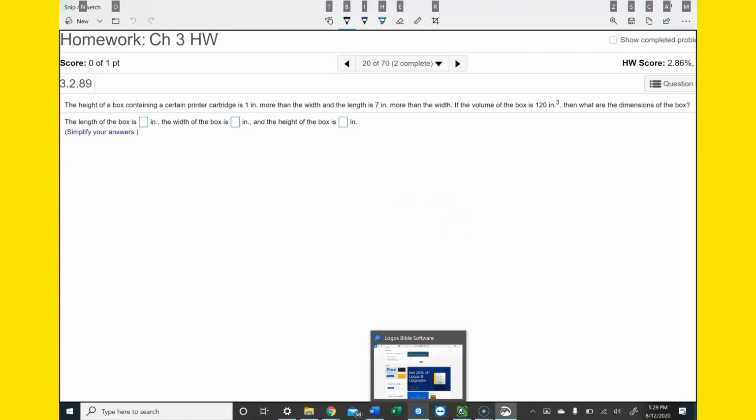All right, so this word problem. The height of a box containing a certain printer cartridge is 1 inch more than the width, and the length is 7 inches more than the width. The volume of the box is 120 cubic inches. Then what are the dimensions of the box?